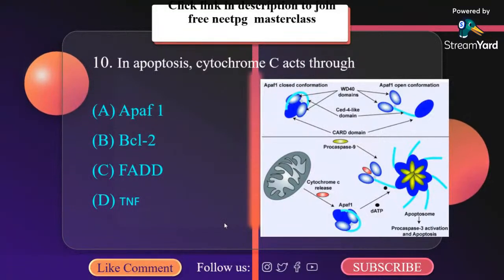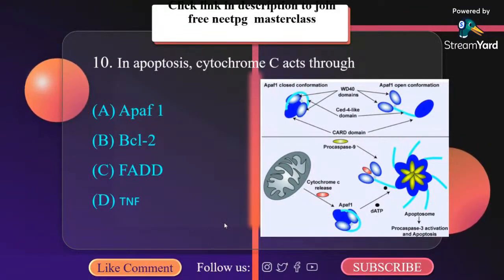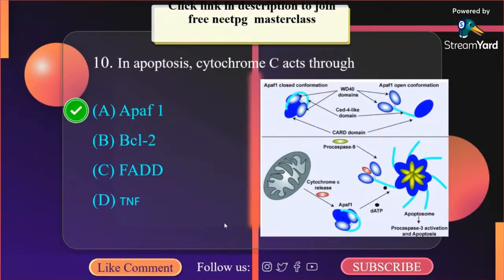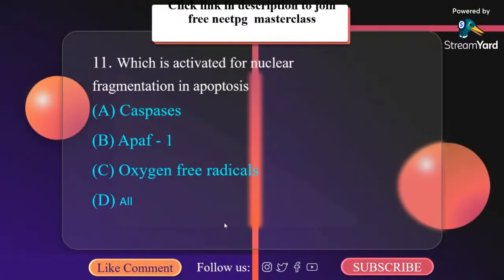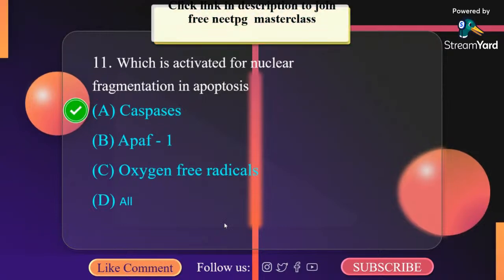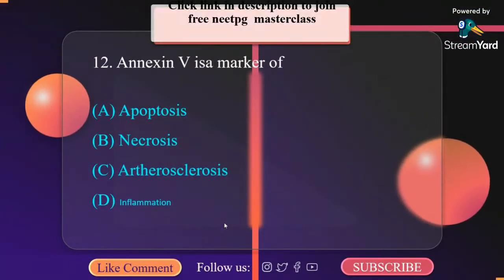In apoptosis, cytochrome C acts through APAF1, which activates caspases for nuclear fragmentation in apoptosis. It is caspases. Annexin V is a marker of apoptosis.